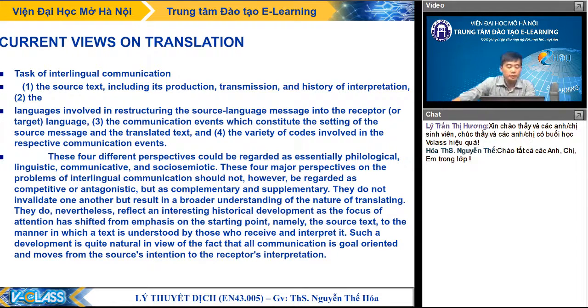And the second thing is that language is involved in restructuring the source language message into the receptor or target language. Third, we have to pay attention to the communication event, which constitutes the setting of the source message and the translated text. And fourth, we have to consider the variety of code involved in the respective communication event. So, totally, there are four tasks you have to take into consideration.